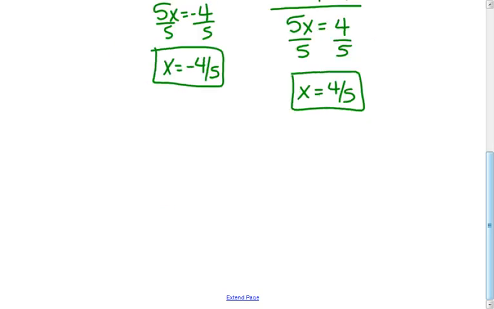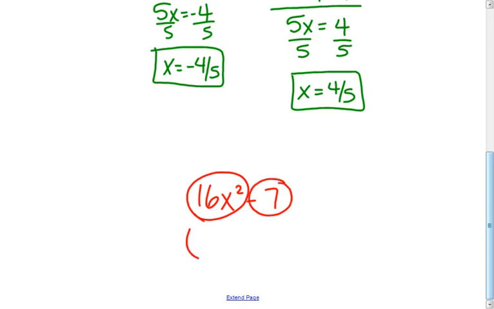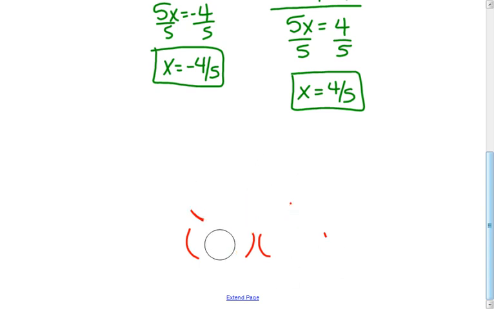By the way, this does not work very well. Like if I had 16x squared minus 7. This is a perfect square. 16 is 4 times 4, x squared is x times x. But 7 is not a perfect square. I couldn't really, it wouldn't do me much good to factor it like that. Okay? So, we'll have other methods for solving that later.